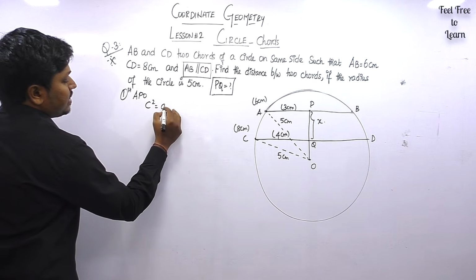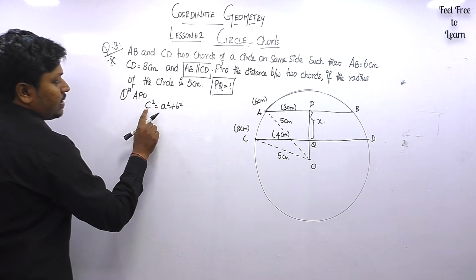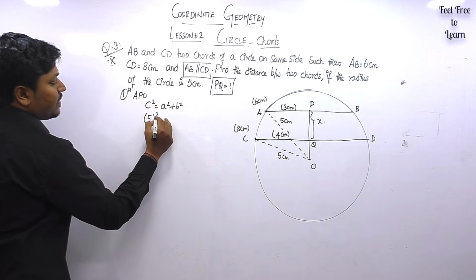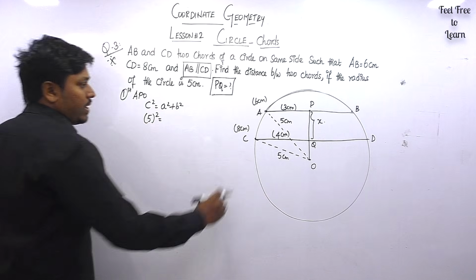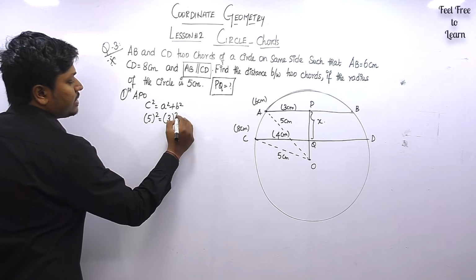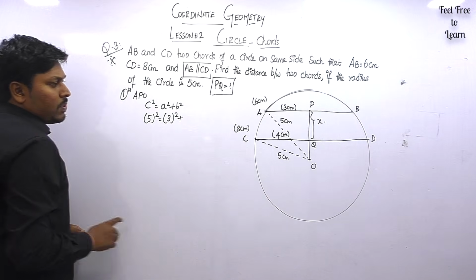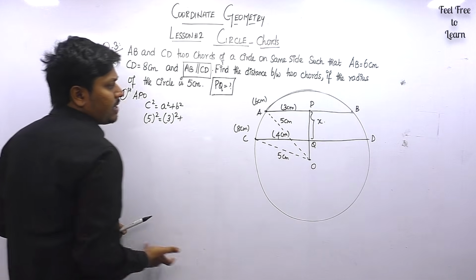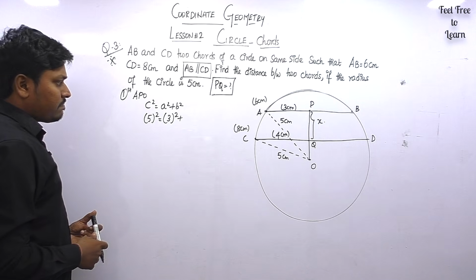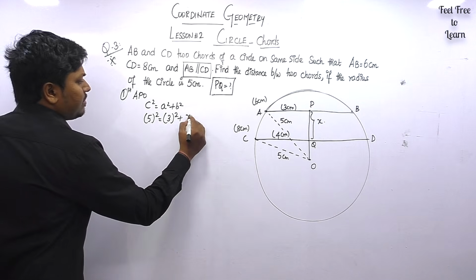So C square is equal to A square plus B square. So C square will be the slope value, that is 5 centimeter. So we can say 5 square is equal to A, and A will be the base value, that is 3 centimeter, so it can be taken as 3 square. And we don't know the total distance, right? So let me keep it as X. So P to O is our target to find, so let me keep this as X.